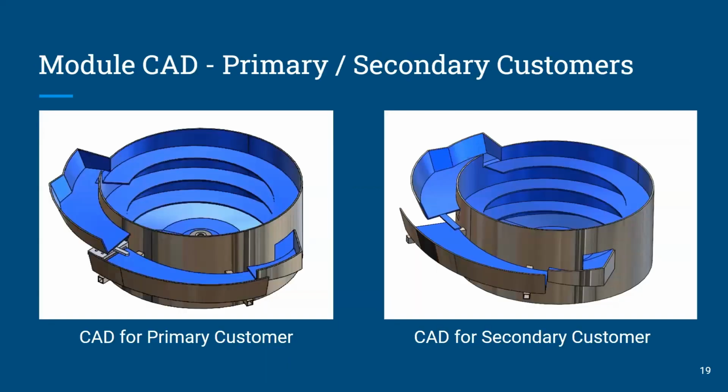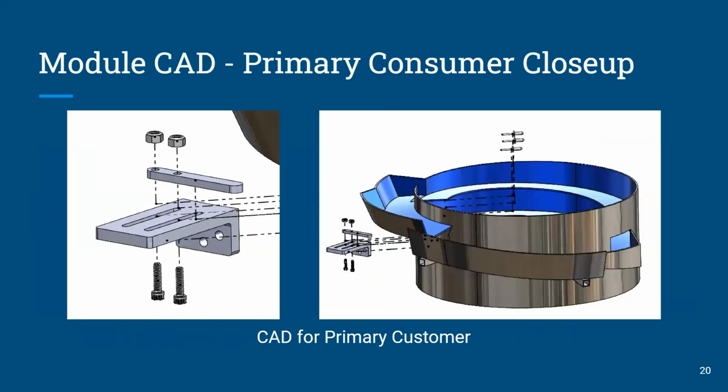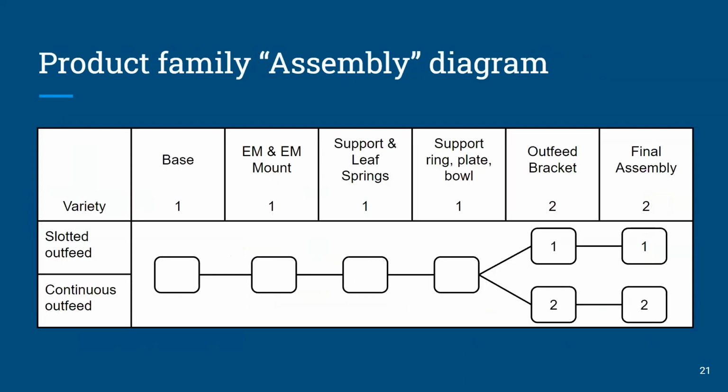So here you can see the CAD models for the primary and secondary customer. The primary customer has an outfeed bracket that's more adjustable, whereas the secondary customer has that bracket adjusted to be integrated into the total bowl. This is a closer look at the primary customer feed bracket. You can see that there is a slot that you can adjust the alignment pin to ensure that everything is aligned correctly when it's output.